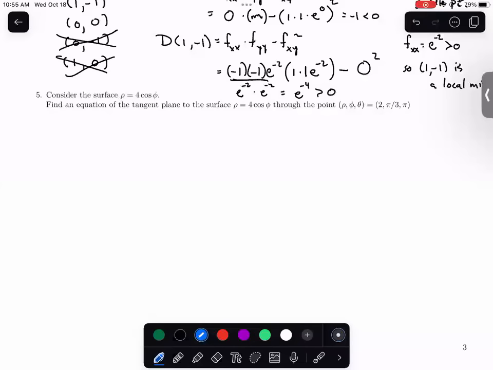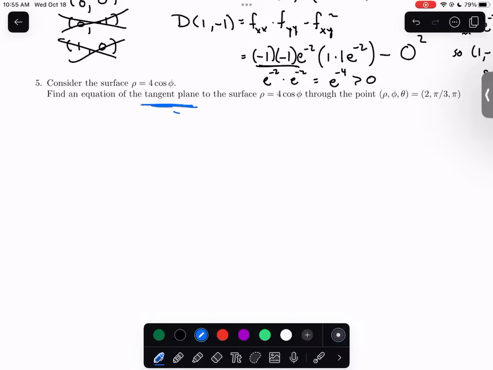So before I get into those paths, ultimately what we're aiming for is a tangent plane. We know from earlier in the semester, if you want an equation of a tangent plane, you need a point that the plane goes through, and you need a normal vector.